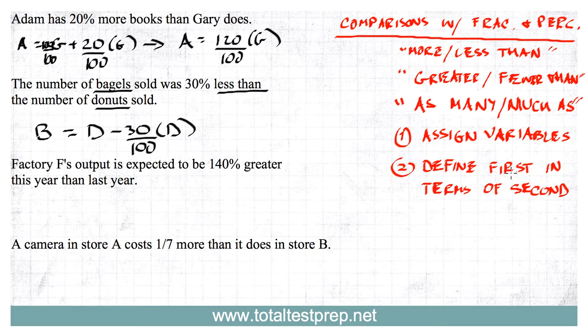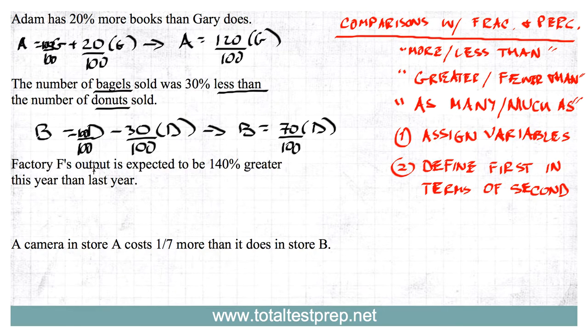Because we're defining the first variable in terms of the second, the first item mentioned in the comparison is always by itself. It's on the left side of the equation, and then it equals a whole bunch of other stuff on the right. Now we can do the same thing we did in the previous one. D is the same as 100% of D, so we can rewrite this as B is equal to 70% of D. And so that's a way that you can write that if you're told that the number of bagels sold was 30% less than the number of donuts, then B is equal to 70% of D. Let's take a look at the third one.